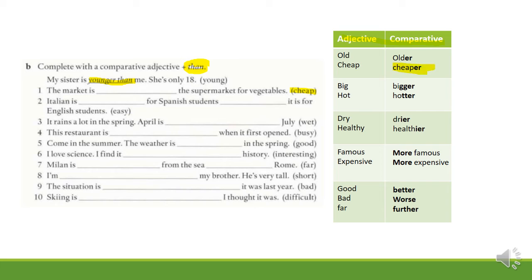Here we have the example. And then we're going to add the word than. The market is cheaper than the supermarket for vegetables. Right, now stop the video, complete the rest, and then check your answers. Alright, I will show you the answers. Great. Let's continue.